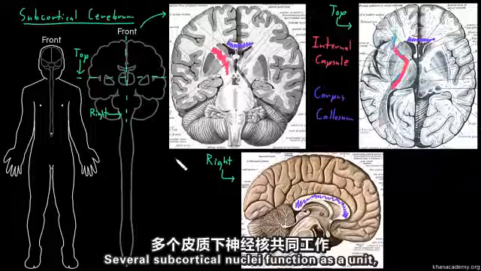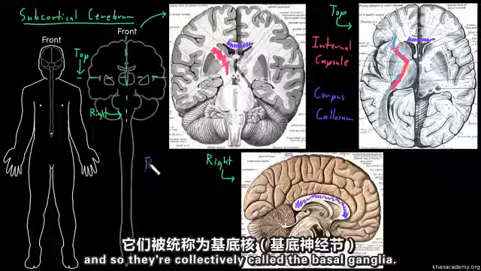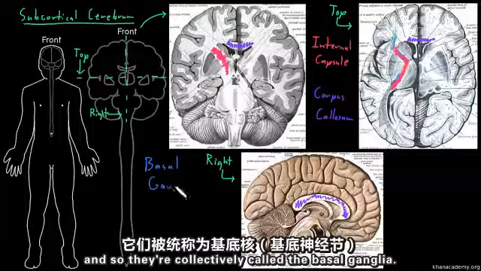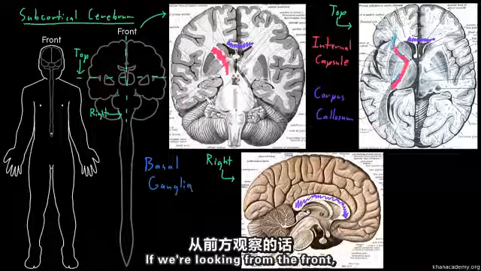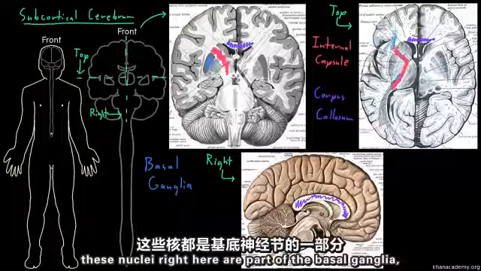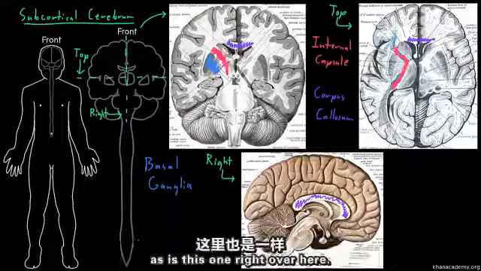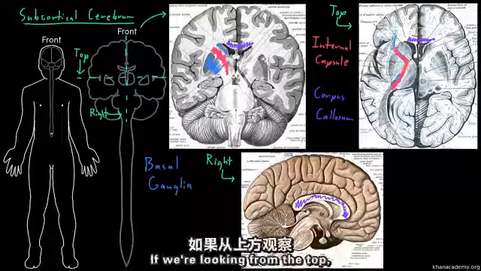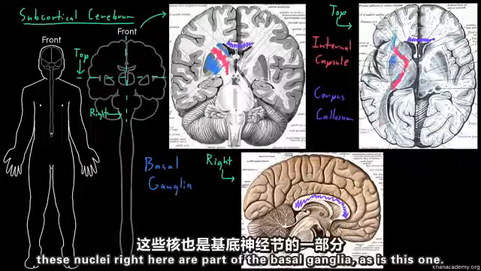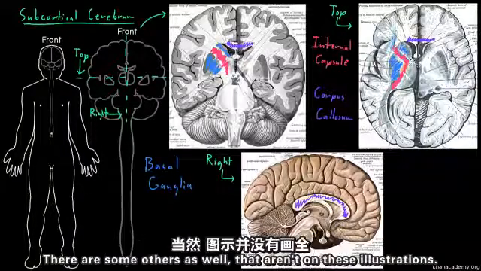Several subcortical nuclei function as a unit, and so they're collectively called the basal ganglia. If we're looking from the front, these nuclei right here are part of the basal ganglia, as is this one right over here. And if we're looking from the top, these nuclei right here are part of the basal ganglia, as is this one. And there are some others as well that aren't on these illustrations.